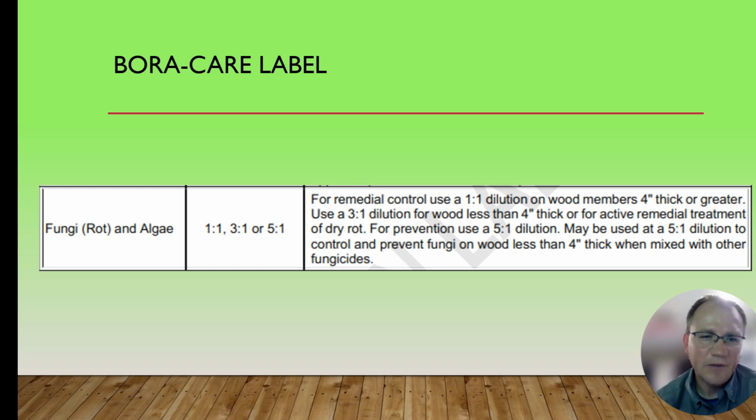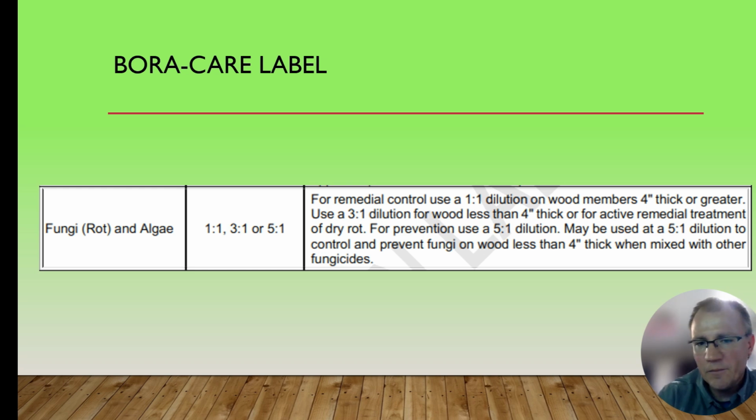I want to talk to you about something on the label, which is going to be fungi, rot, and algae. So Boracare is going to be mixed in 3 different ways, and it really depends on what type of activity you have currently or what you're trying to prevent. So you're going to see ratios on the Boracare label like a 1-to-1, 3-to-1, or 5-to-1. A 1-to-1 ratio is 1 gallon of Boracare to 1 gallon of water. A 3-to-1 is going to be 3 gallons of water to 1 gallon of Boracare, and a 5-to-1 is going to be 5 gallons of water to 1 gallon of Boracare.